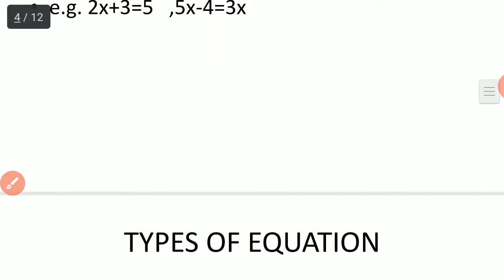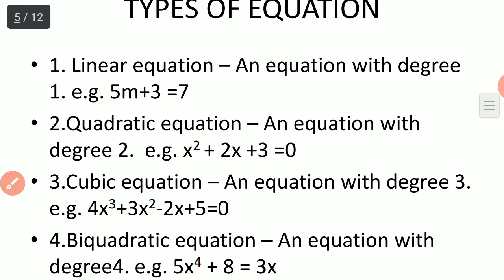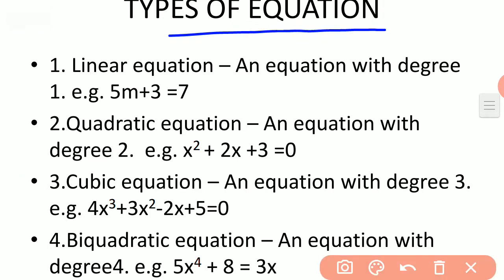Now, types of equation. First one is linear equation. When the degree of the given equation is 1, then it is known as linear equation. For example, 5m plus 3 equal to 7. The degree of this equation is 1 because the power of m is 1, so its degree is 1. That's why it is called linear equation.